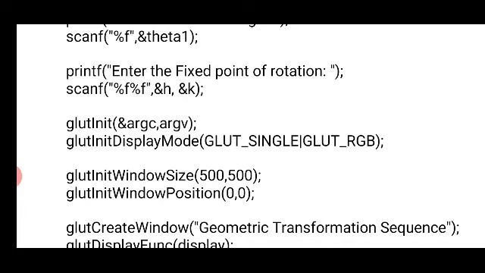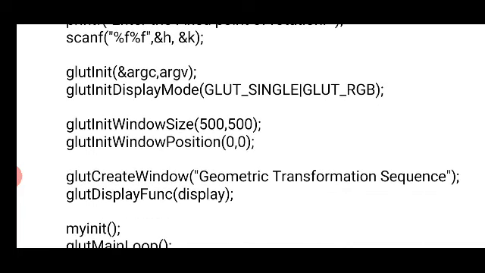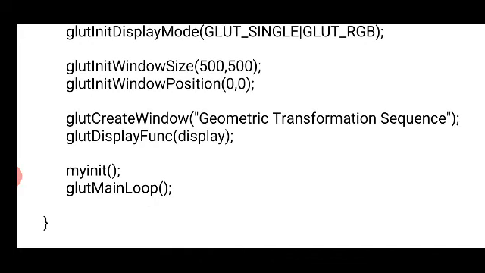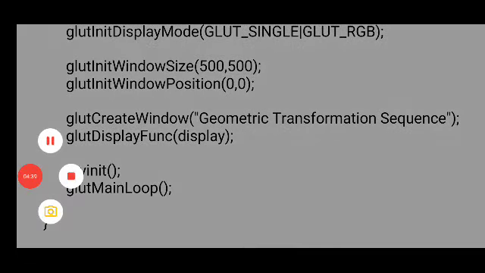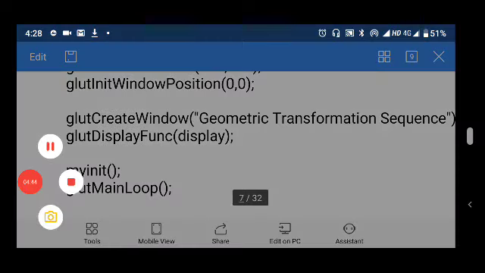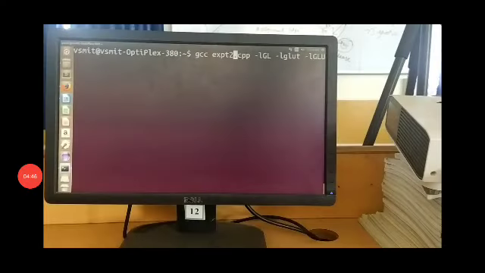Then you create a window, assign the window size, give the window title as geometric transformation sequence, set the display function as display, and then glut main loop to display the window onto the screen. Now we will see how to compile this file and how to run it. To compile this file, we are going to use this command: gcc expt2.cpp -lGL -lglut -lGLU.